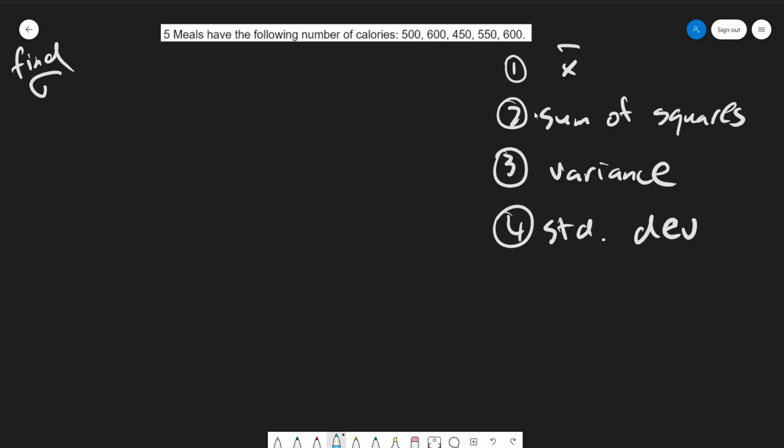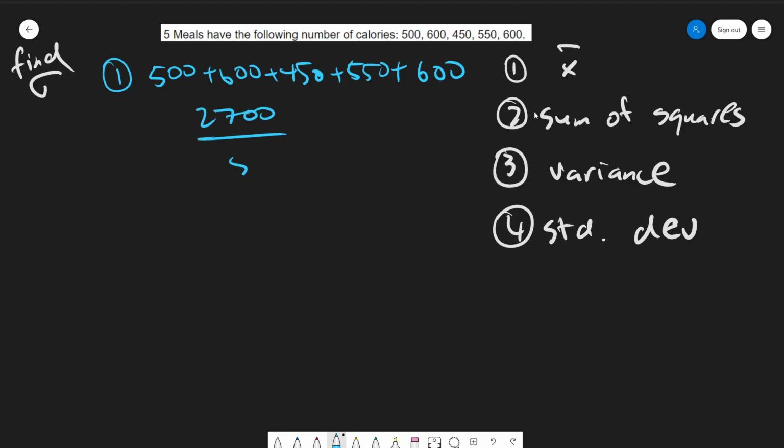So same deal. We're going to start by finding the mean. At this point, I would try to do it yourself. All right, so we're going to add them all up. That looks like 1,000, 1,200, so 2,700 divided by 5. That looks like 540 is our average.